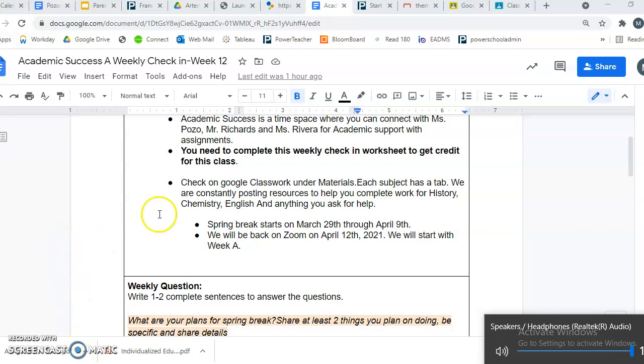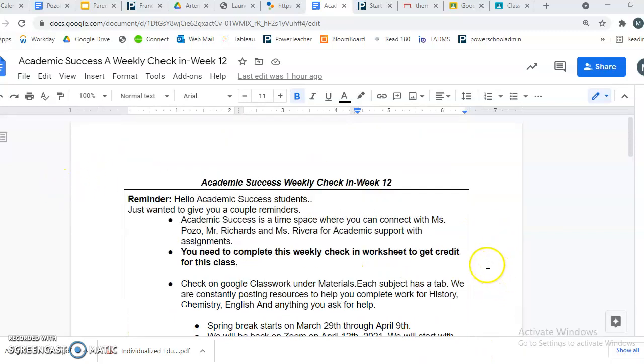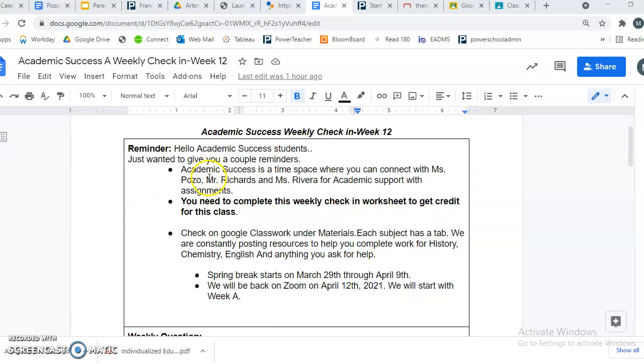Welcome to your asynchronous assignment for the day. Let me go over what you need to do. Hopefully this looks familiar. So here it is, it's your weekly check-in. Basically what you're doing for the asynchronous assignment is just completing the regular weekly check-in. Please make sure that you go over the information in here to guide you through spring break.